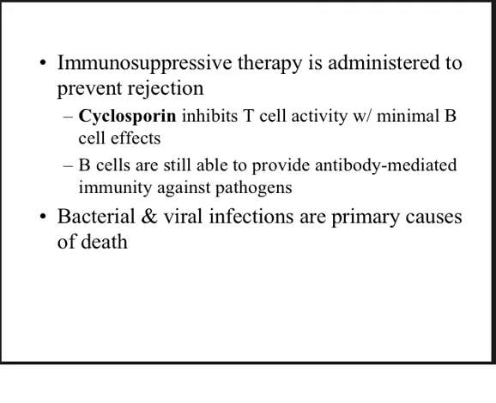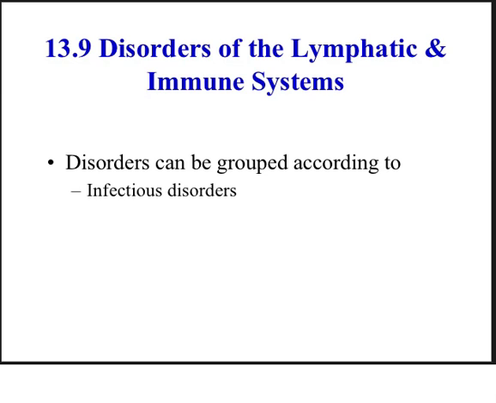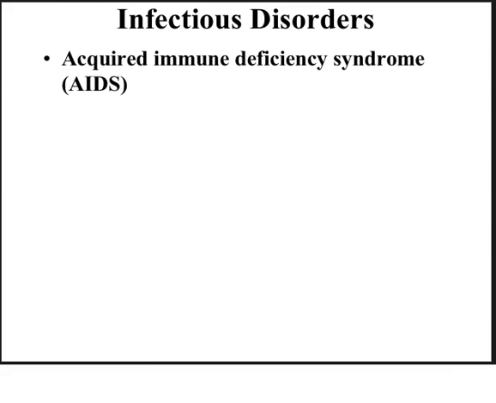Bacterial and viral infections are primary causes of death in individuals that are receiving immunosuppressive therapy. So this is a very tricky thing to do when you receive new tissue. To knock the immune system down, you always are going to leave yourself at risk for infection. So let's look at some disorders of the immune system. They can be grouped according to either infectious or non-infectious disorders.